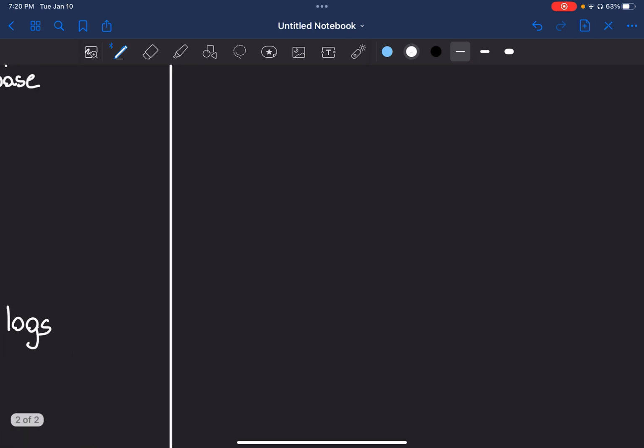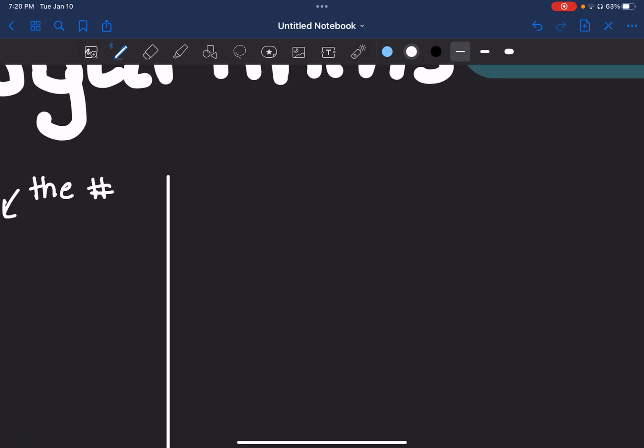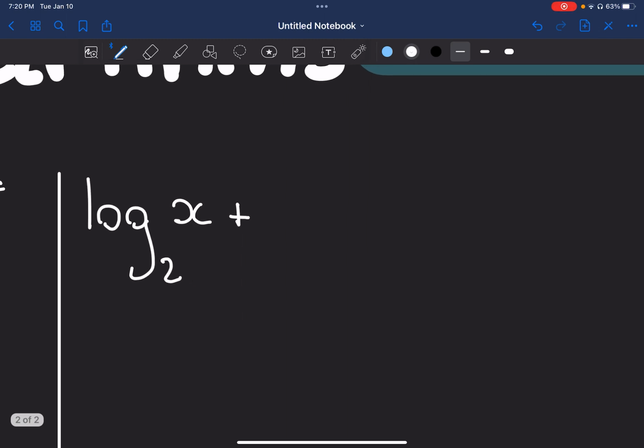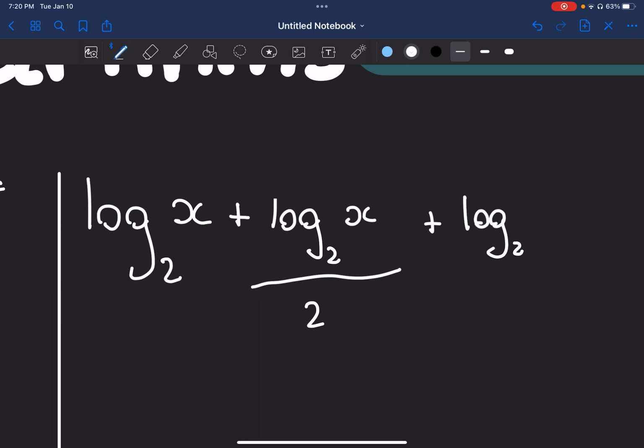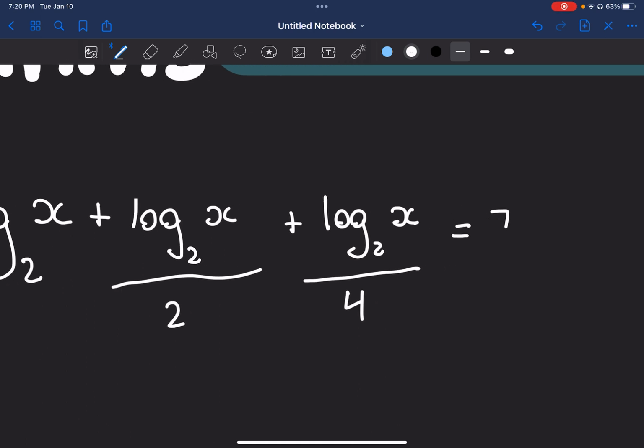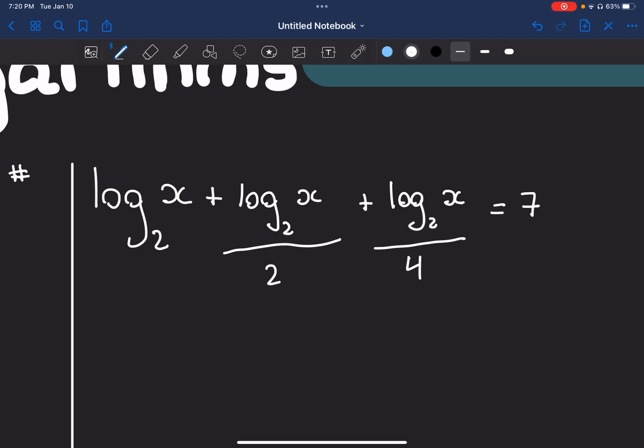So we have log base 2 of x plus, and we just worked it out to be, log base 2 of x over 2 plus log base 2 of x over 4, and this will be equal to 7. Please don't forget the 7. So what can we do now? Now, here's a very easy way to do this. We can multiply. I want you to think about it for a second. How could we get rid of these fractions?